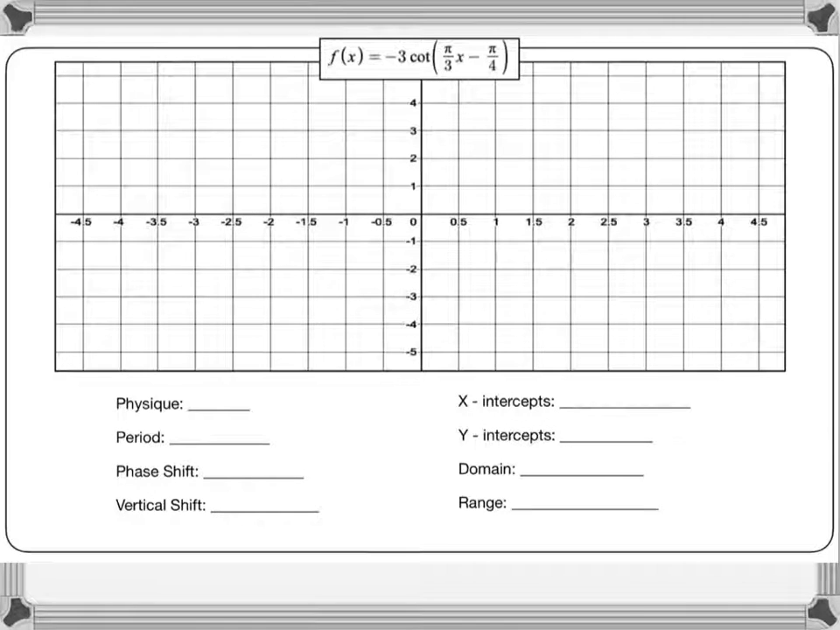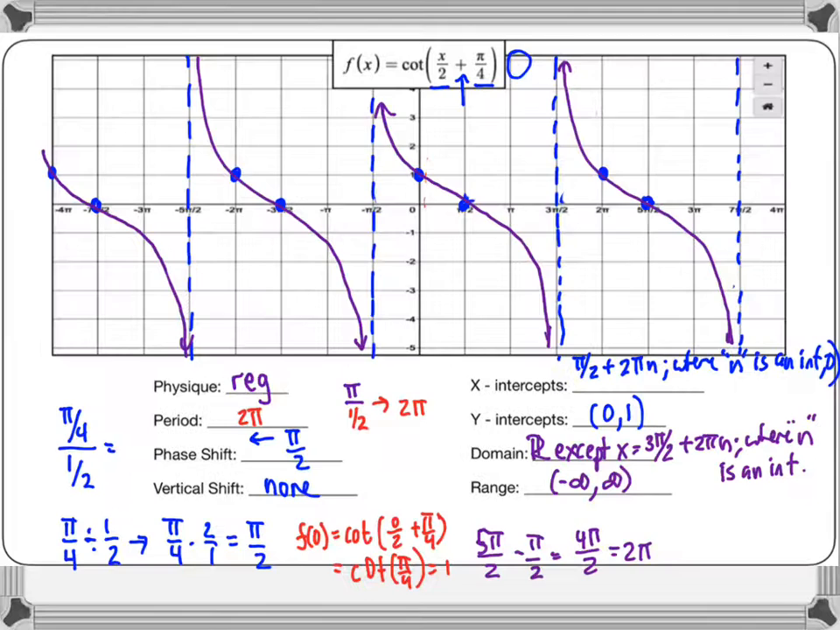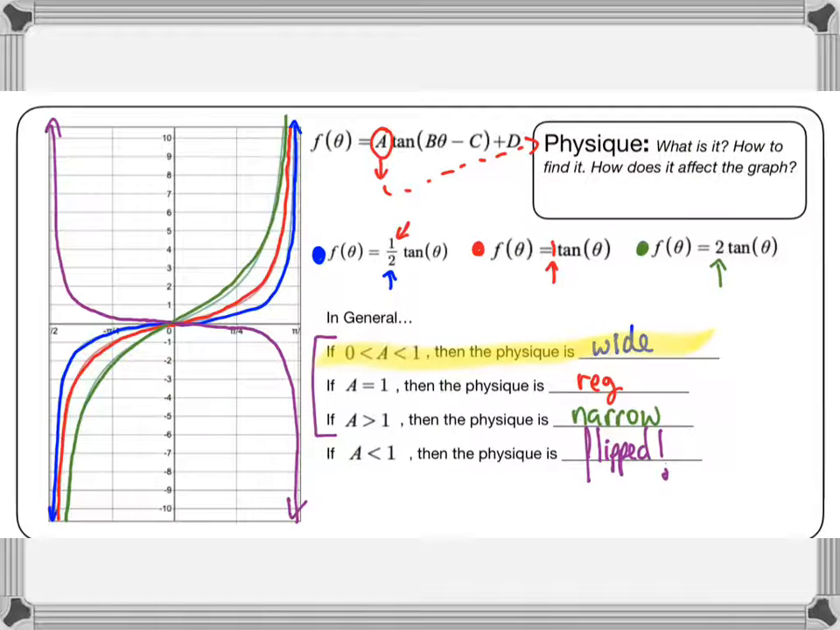All right, in this example here, I tried to make a lot of stuff be going on so we get a bunch of different looks. The first thing that we need to do is tackle the physique. Now the physique is going to be controlled by that -3. It's negative, so we know it's going to be flipped, reflected over the x-axis, and since it's a 3, we know it is going to be more narrow. And we saw that stuff, again, I believe, way back here.